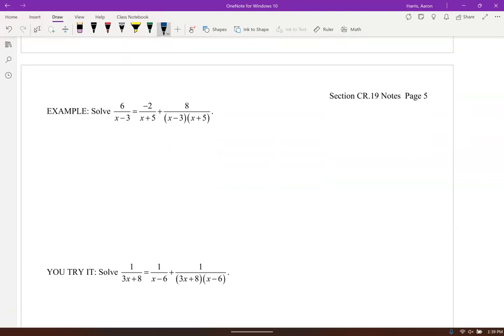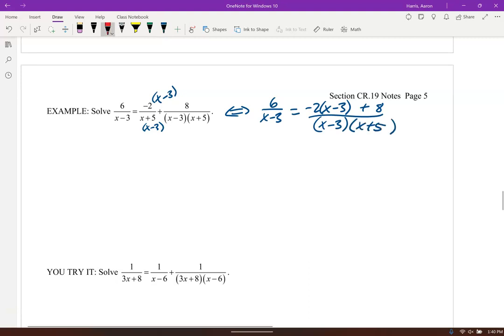Let's go ahead and get a common denominator. So I'm going to give this x minus 3 bottom and top so that I can combine those on the right-hand side. So I have 6 over x minus 3 equals negative 2x minus 3 plus the 8. And these are all over that common denominator, x minus 3, x plus 5. And now we can clear out. Let's go ahead and multiply both sides by x minus 3, x plus 5.